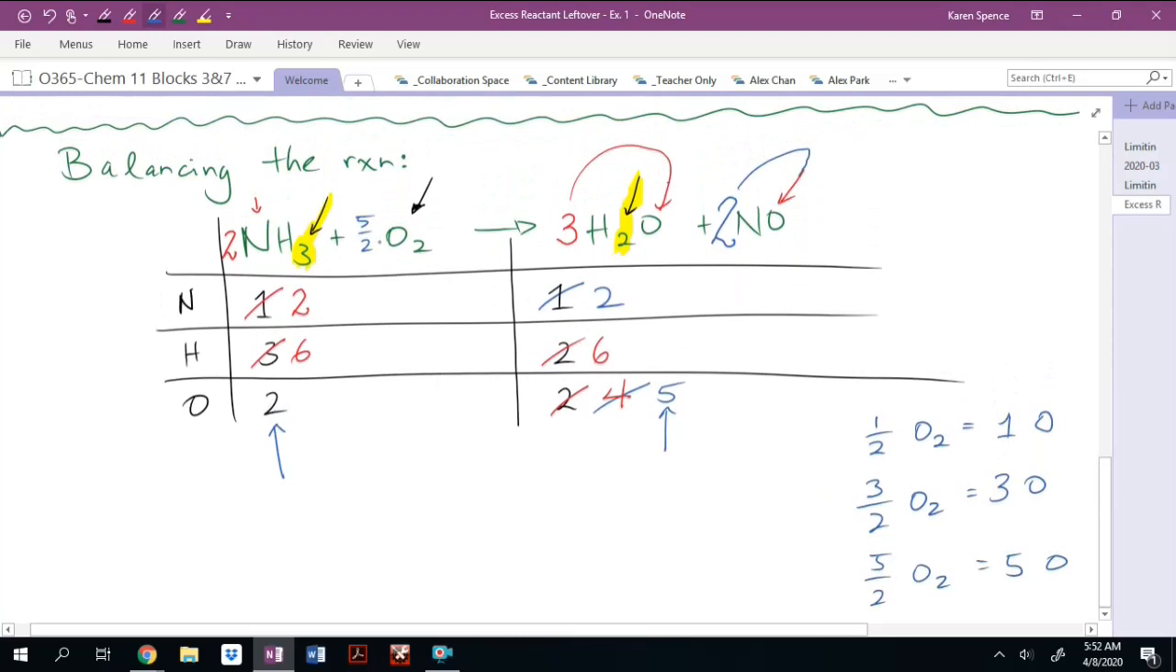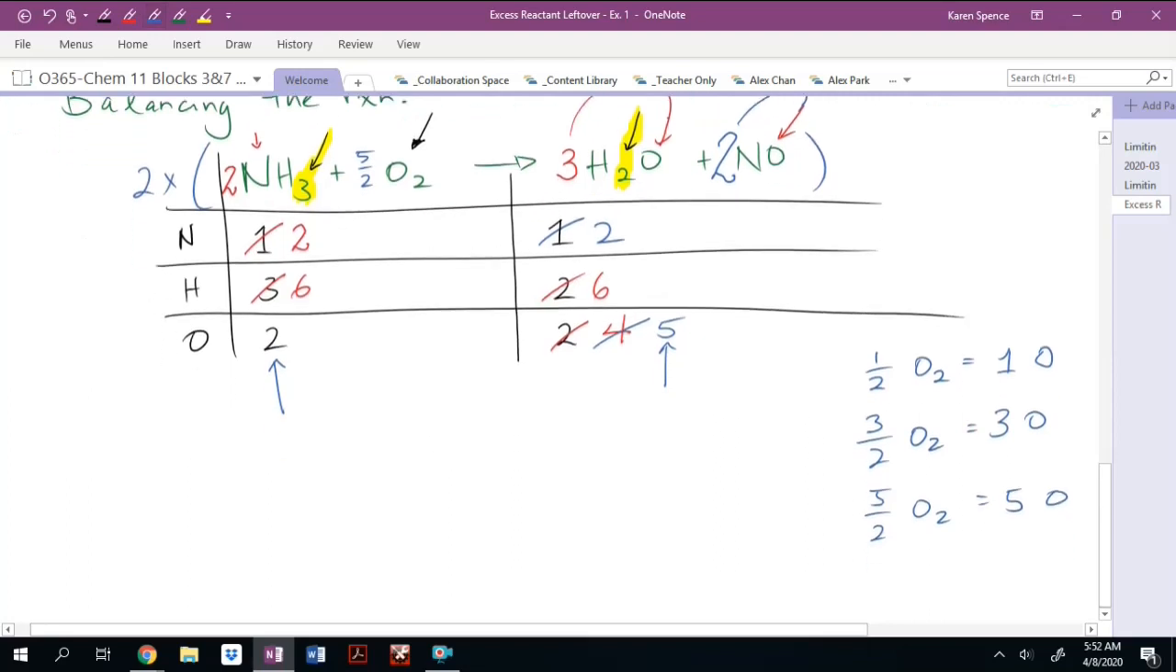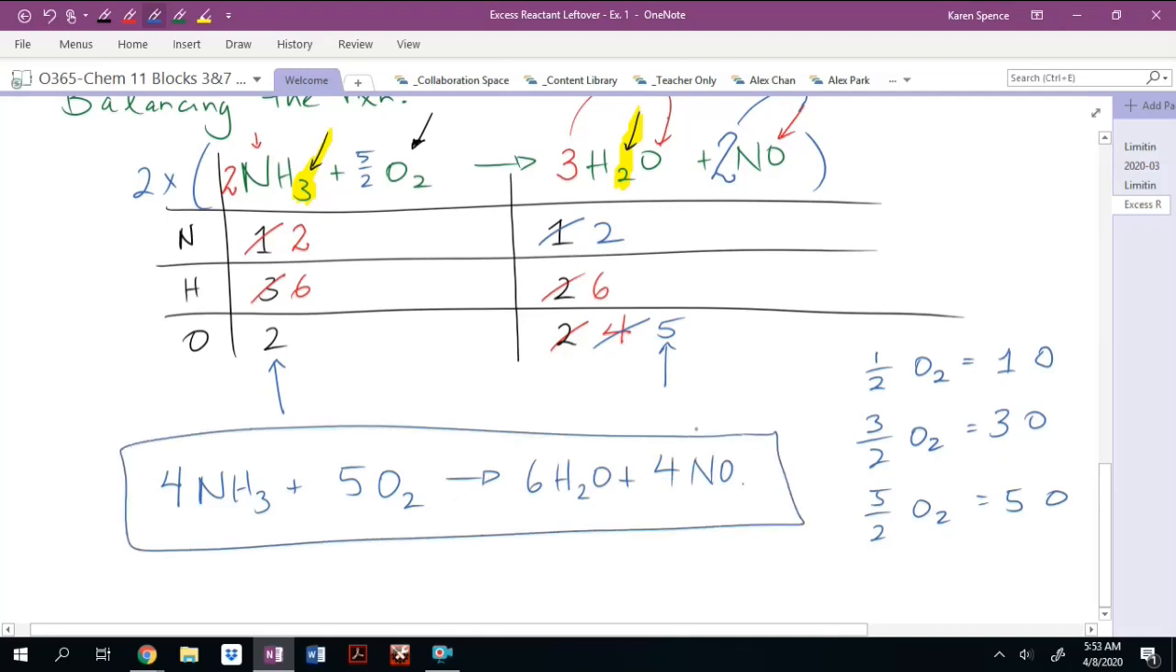Now we don't want to have fractions there, so we're going to take the whole thing and multiply it by 2. That's going to give us 2 times 2 is 4 NH3 plus 2 times 5/2 is 5 O2 gives us 2 times 3 is 6 H2O plus 2 times 2 is 4 NO. And there you are. So that's how we balanced that equation.